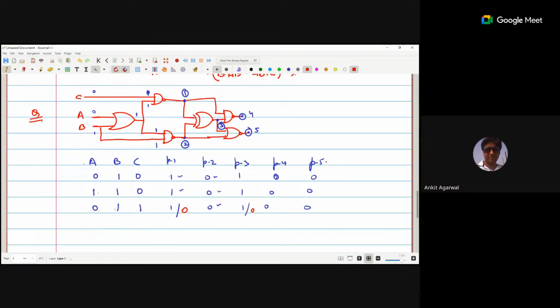It is 1, 1, 0. 1, 1, 0. 0 and 0. It becomes 1. 0, 1 becomes 0. 0, 1 becomes 0. 0 and 0 becomes 1.